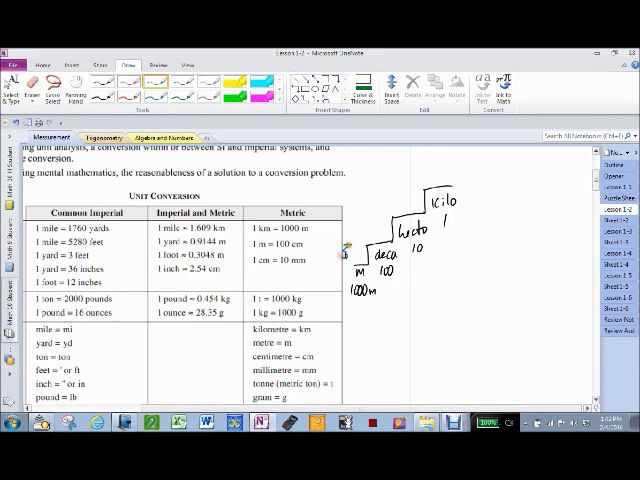Now we'll use a real number, like a real life situation. I have 3,920 meters. How many decameters do I have? 392. How many hectos? 39.2. How many kilos? 3.92.